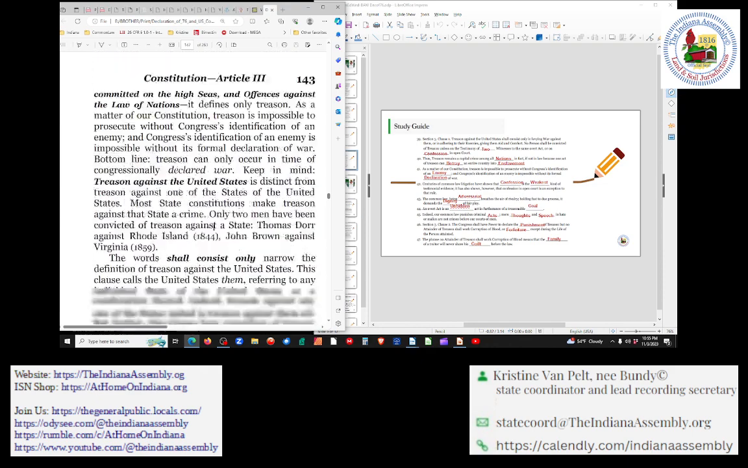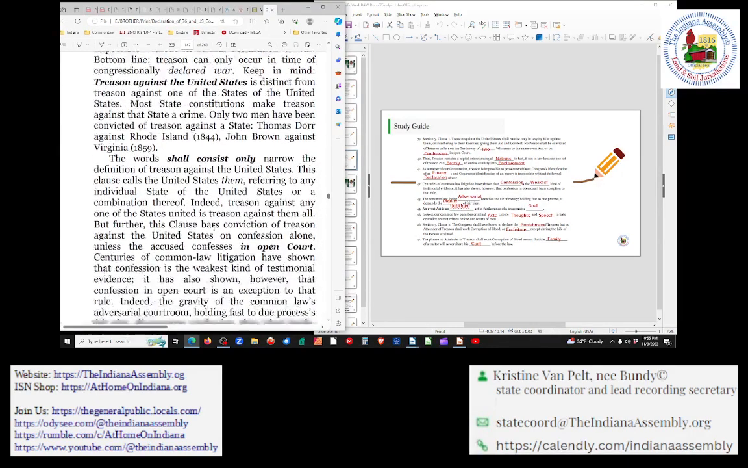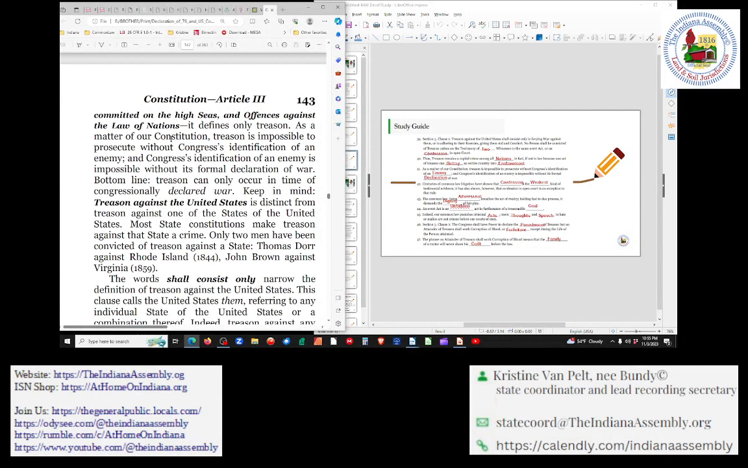41. As a matter of our Constitution, treason is impossible to prosecute without Congress's identification of an enemy. And Congress's identification of an enemy is impossible without its formal declaration of war.